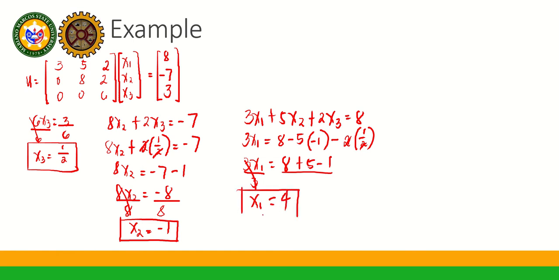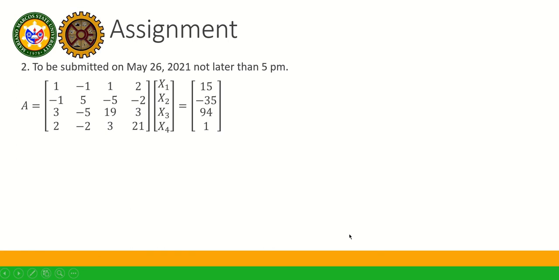So, we have computed for the values of x and y using Doolittle method. Okay? So, that is how you solve for the system of linear equations using that method. Now, for your assignment to be submitted on May 26, 2021, not later than 5 p.m., solve this one using the Doolittle method.